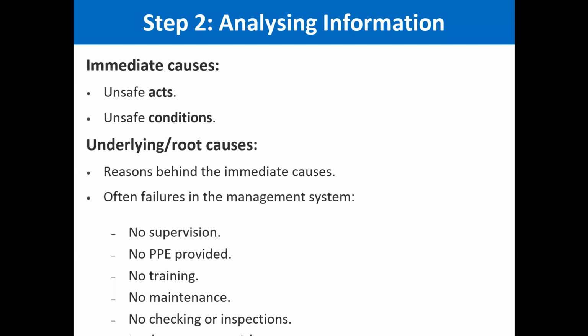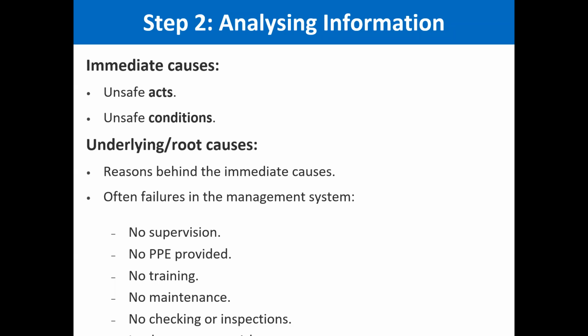What are the immediate causes of the accident? The immediate causes of accidents are the unsafe acts and conditions that immediately preceded the incident, that were happening just before the accident took place. So the unsafe acts and unsafe conditions that were happening just before the accident are considered the immediate causes, or the possible immediate causes.